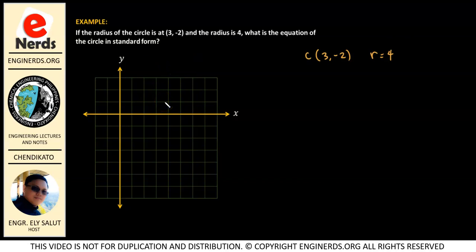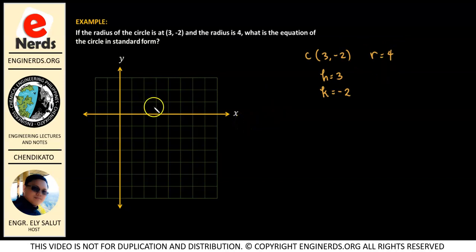Okay, so let us write our given here. Our h is equal to 3 because this is the x-coordinate of our center. And our k is equal to negative 2. Then our radius is equal to 4. Okay, so yan ang mga given natin.